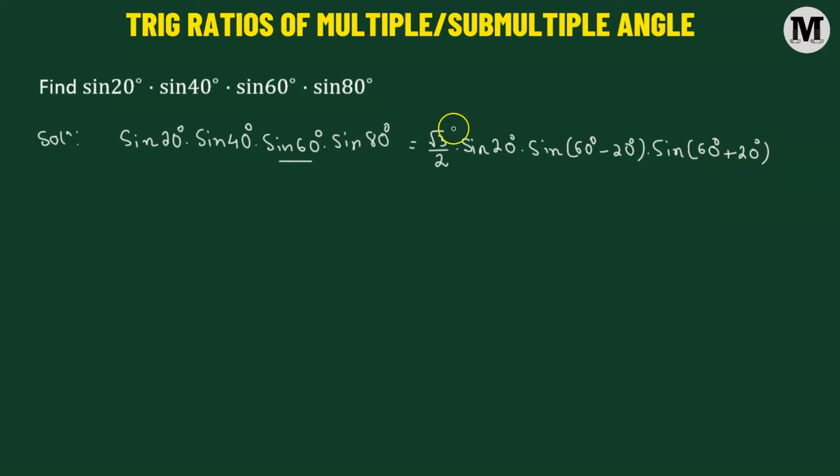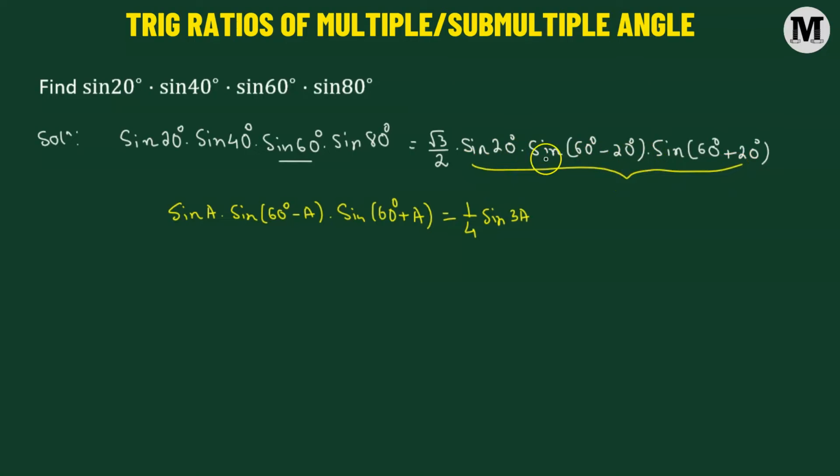Now, we have already talked about this formula. We have derived it. So whenever we have sine of angle A multiplied to sine of the angle 60 degree minus A times sine of 60 degree plus A, then that's given by 1/4 of sine of the angle 3A. Now we'll use the same formula here to rewrite the product of these three sine functions. We are going to get square root of 3 over 2 multiplied to 1/4 of sine of angle 3 times A. Now what's A here? A here is 20 degrees.